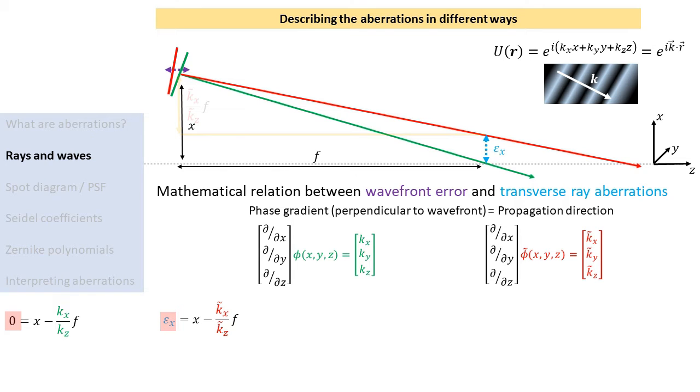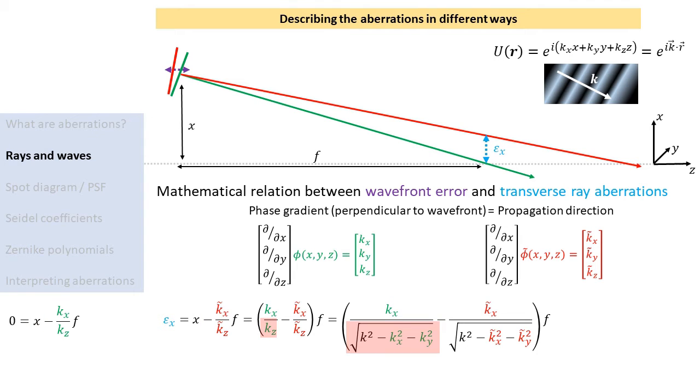This yields an expression for the pupil coordinate x, which we substitute in the expression for the transverse ray aberration of the aberrated ray. The z component of the wave vector k can be expressed in terms of the length of the wave vector and its x and y components. By Taylor expanding this expression for small kx and ky, we find that in the paraxial approximation, kz can be well approximated as the length of the wave vector. This yields a simple expression for the transverse ray aberration in terms of the error in kx.